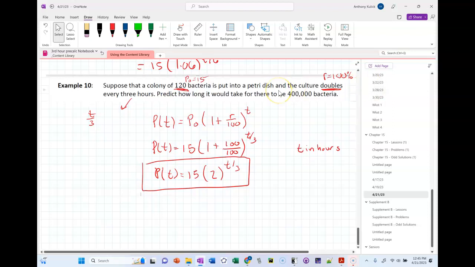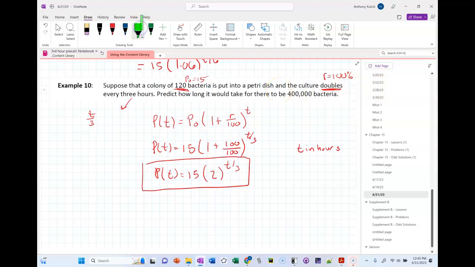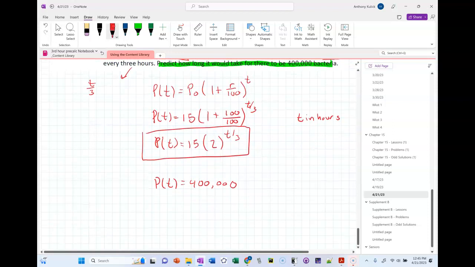Oh, and then we have this second question, though. Predict how long it will take for there to be 400,000 bacteria. So how are we going to solve for T here? I say we just toss in the shot.